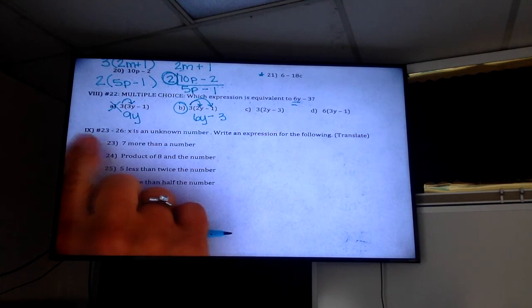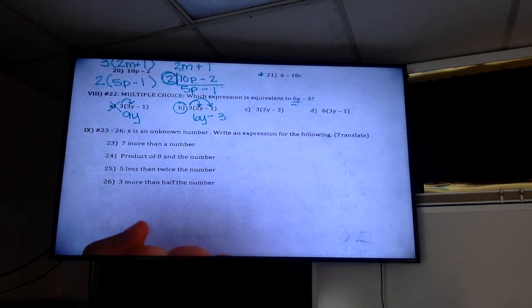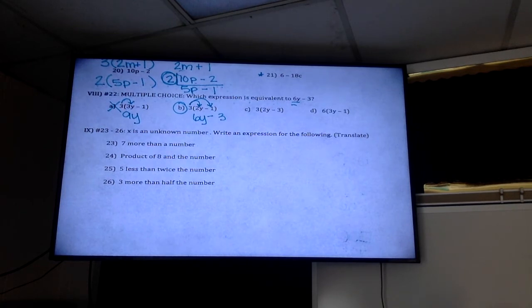Okay, this is the part that's tricky for a lot of people. So this is section 9, numbers 23 through 26. X is an unknown number. So we're going to use X to represent our unknown number. Write an expression for the following. This is called translating an algebraic expression. It's really hard for 6th, 7th, and 8th graders to visualize. So we're going to work on this a lot.